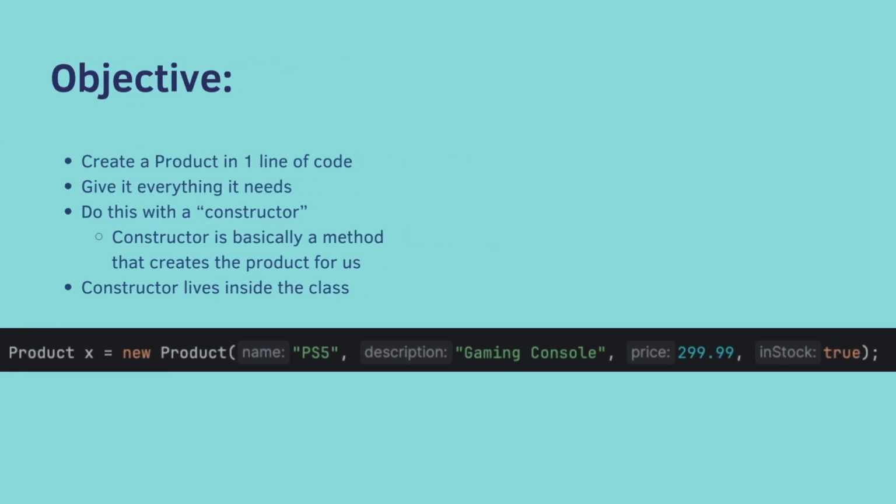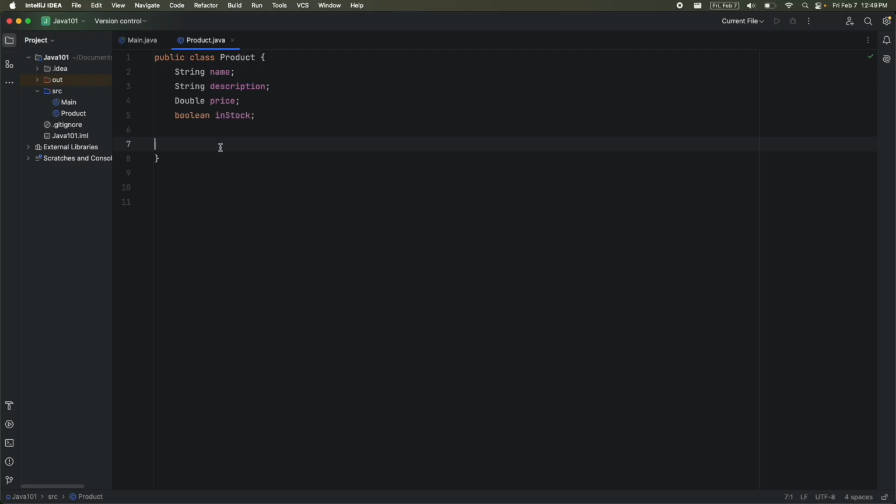So our objective is to create a product with only one line of code. And we want to give this line of code everything it needs, and we're going to do this with a constructor. A constructor is basically just a method that creates the product for us, and the constructor lives inside the class. So once we're done creating our constructor, this is what our line of code is going to look like. We're going to give it a bunch of parameters, like strings and doubles, and then it builds our object for us. Okay, making our way back over to product.java, let's go ahead and create our constructor.